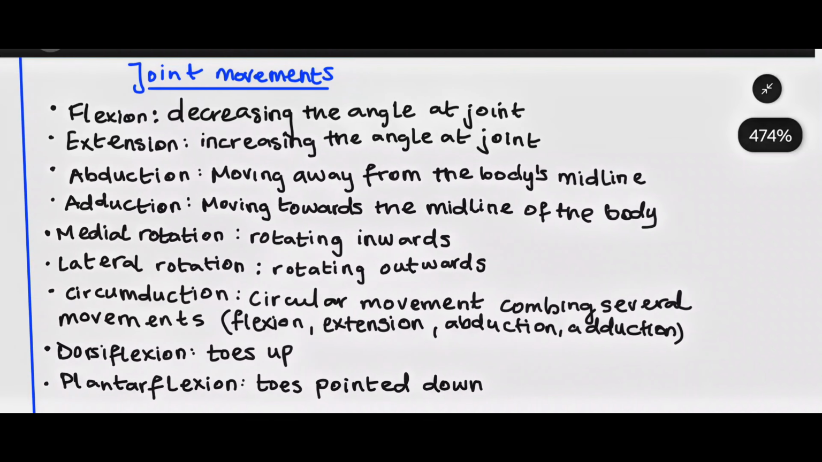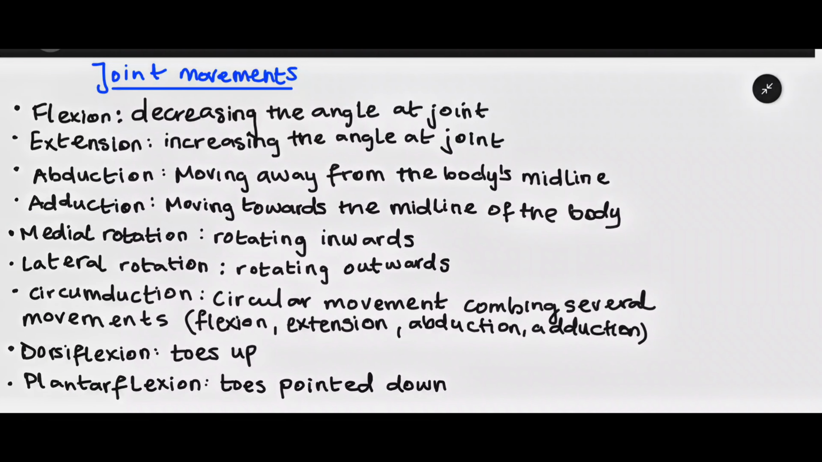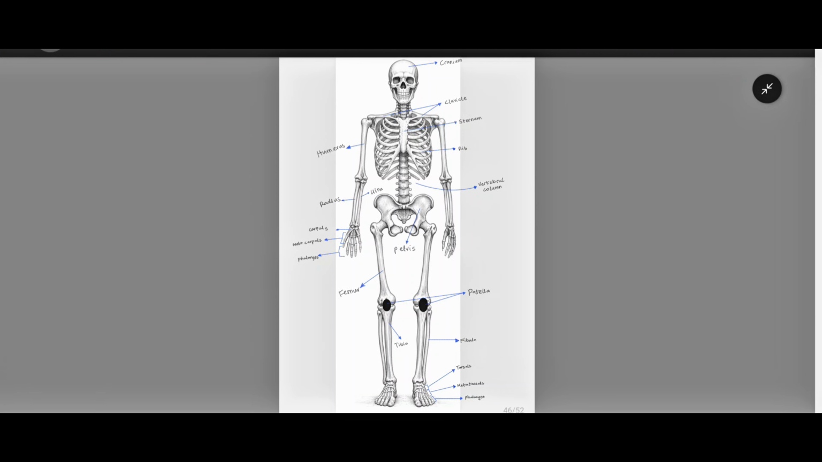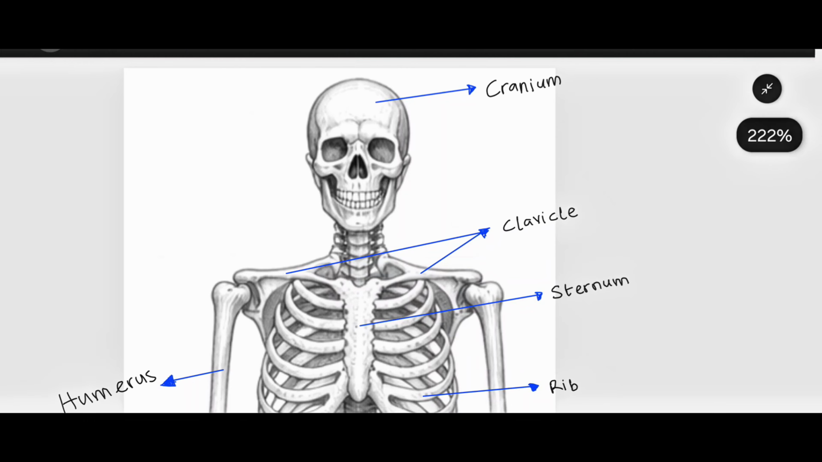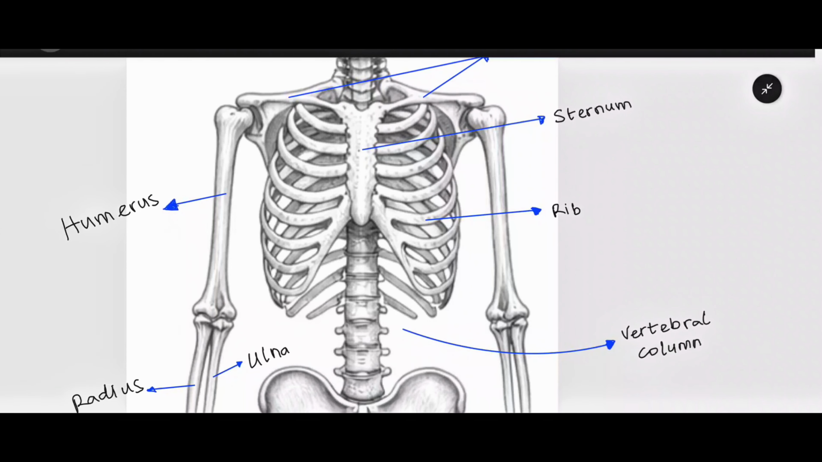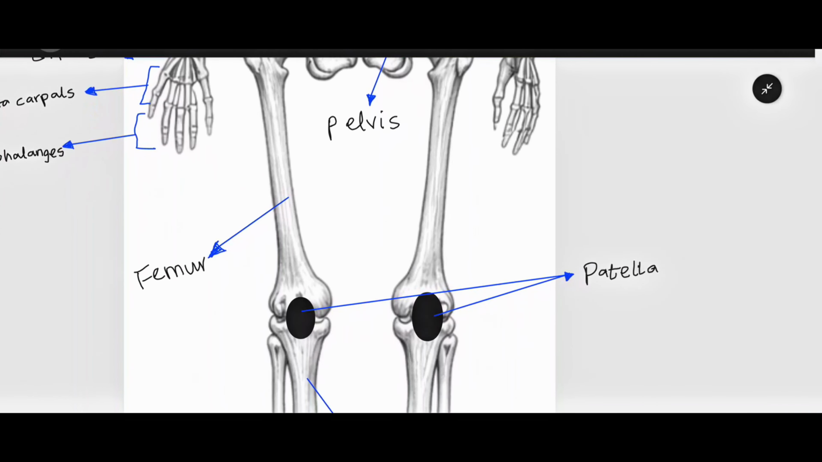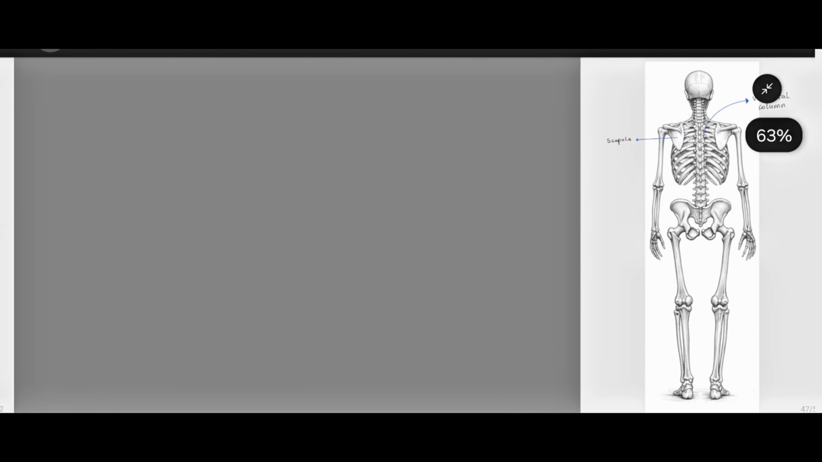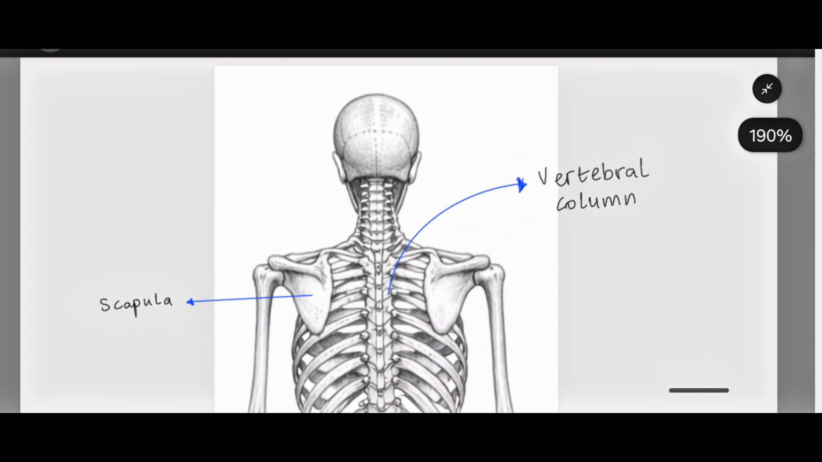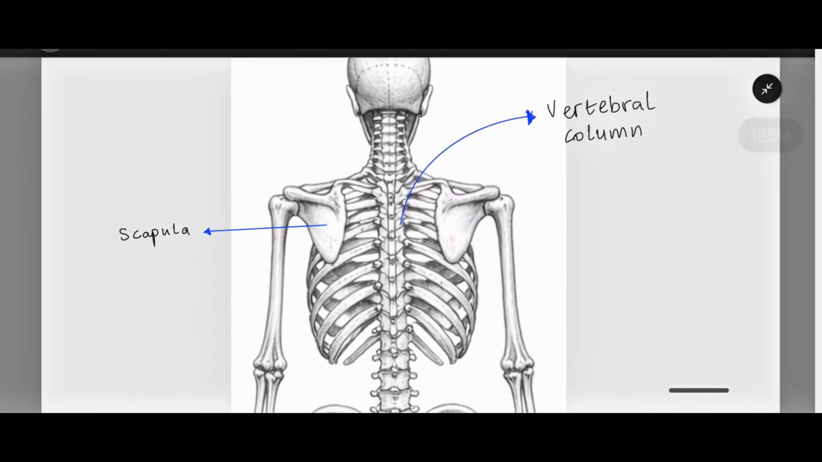Now let's move on into looking at each joint, looking at the muscles that work in the joint and also the bones that are found around the joint. Okay, first things first, these are the bones of the body you need to know, starting from all the way at the top, the cranium, going all the way down to the foot, and from the back we have these two bones, vertebral column and the scapula.